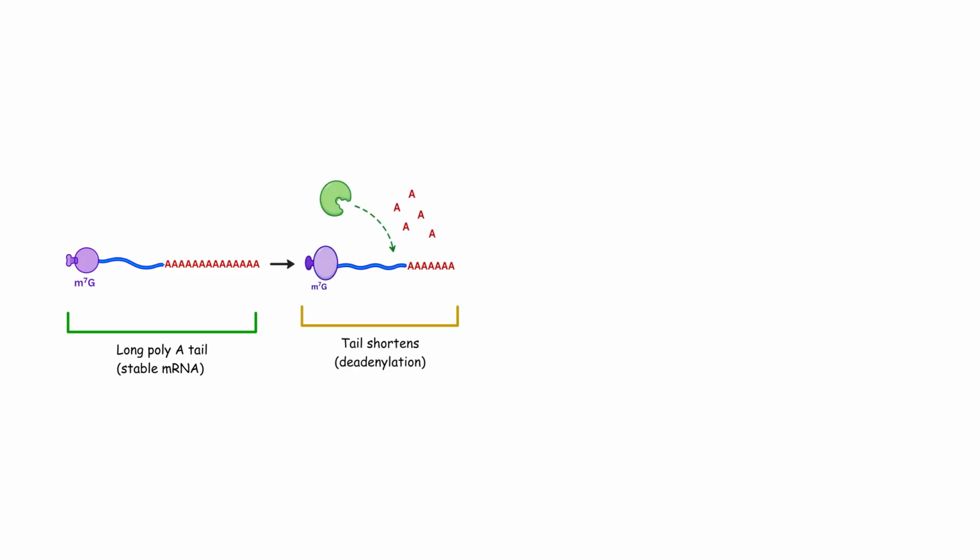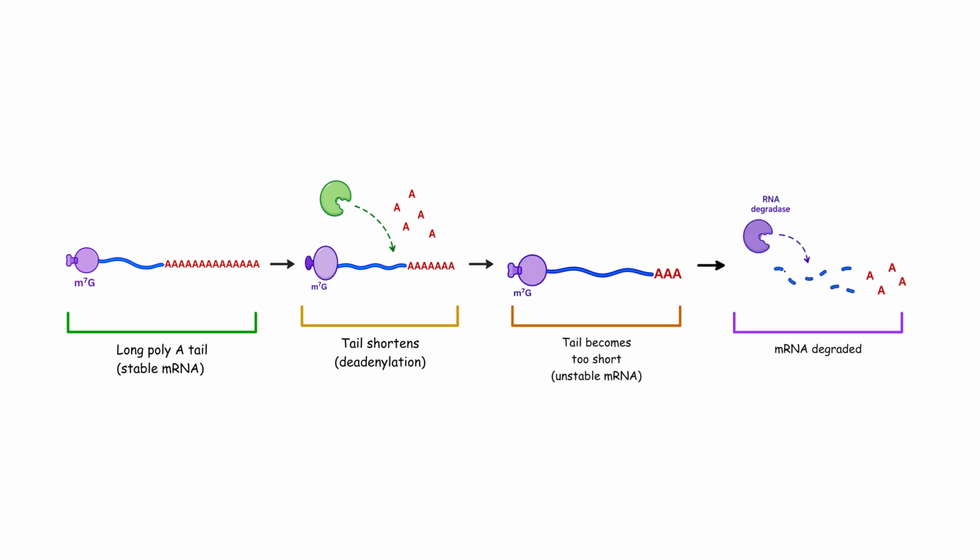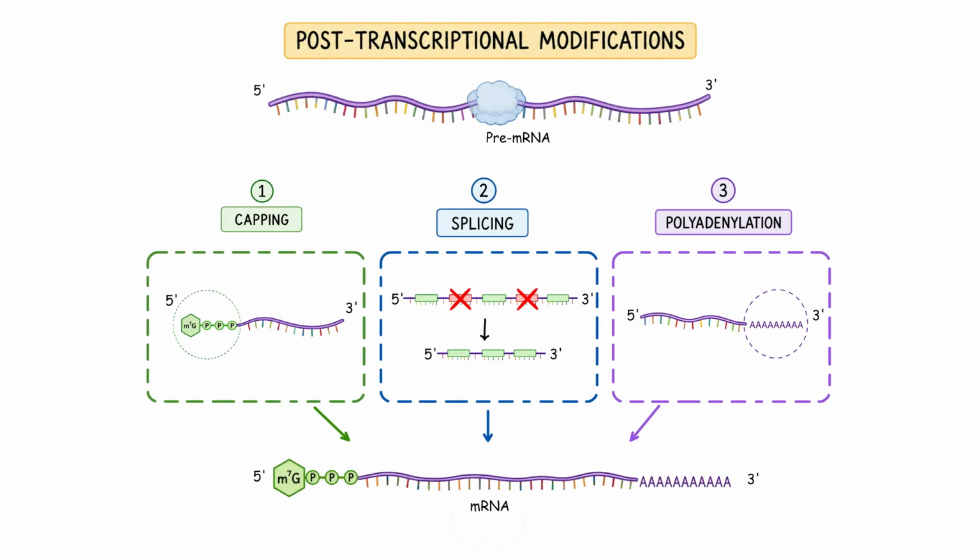Another important point is that the length of the poly-A tail can affect mRNA lifespan. Over time, the tail slowly becomes shorter. This process is called deadenylation. When the tail becomes too short, the mRNA becomes unstable and is eventually degraded. So the poly-A tail also helps regulate how long an mRNA molecule survives inside the cell. So overall, polyadenylation is a post-transcriptional modification mainly seen in eukaryotes, where a long chain of adenine nucleotides is added to the 3' end of pre-mRNA.